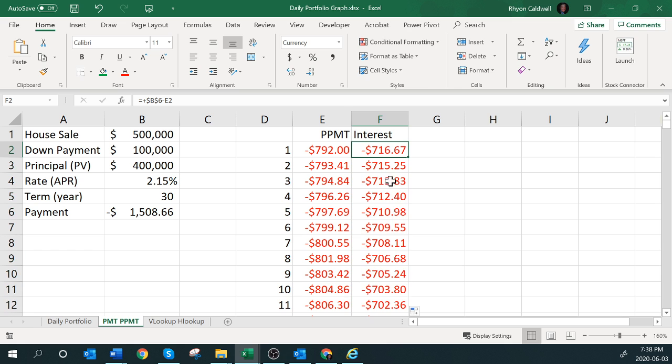So this is how much interest the bank gets. You can see each month the bank gets a little less interest because we're paying down part of our mortgage. All right, well, I hope that gives you a little bit of an explanation of the PPMT function, how much you're paying down your principal.